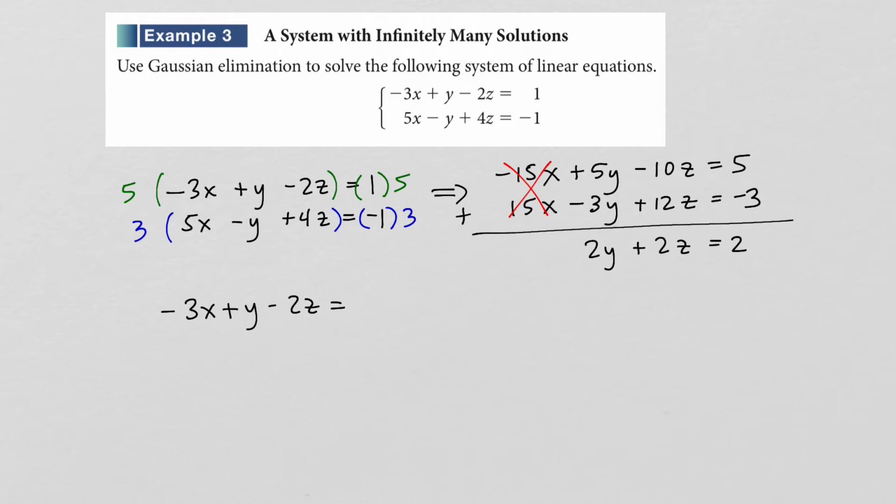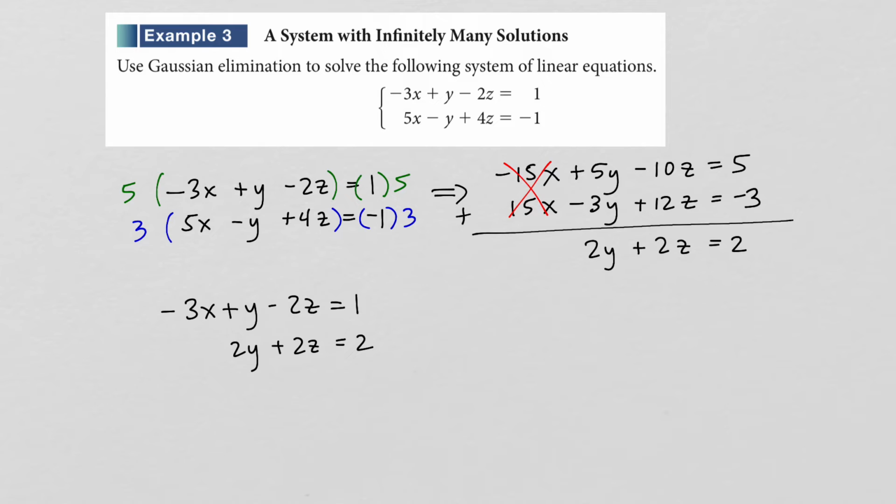Notice that we don't change the first equation. We are just using the first equation to change the second equation. And that second equation now is 2y plus 2z is equal to 2. You'll notice that we can't continue any further like we did in the previous example.